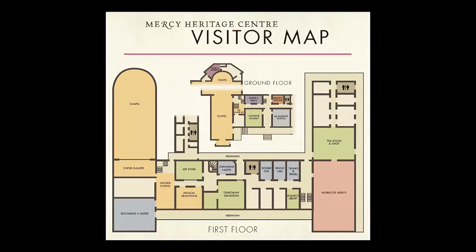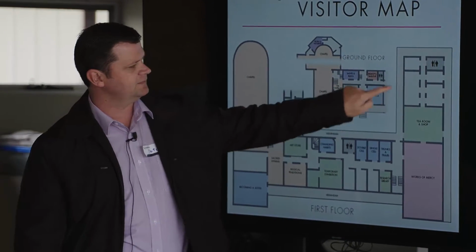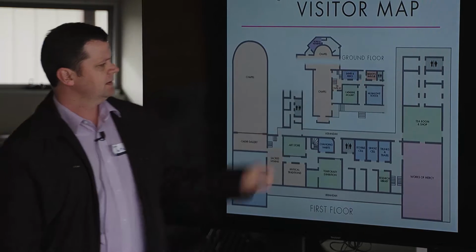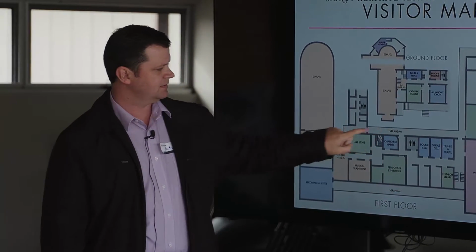So this is the visitor map of all the exhibitions. This is the ground floor, and that's the 1858 house there. And then up on the first floor, that's the 1858 house there.